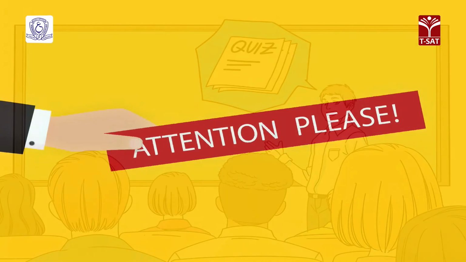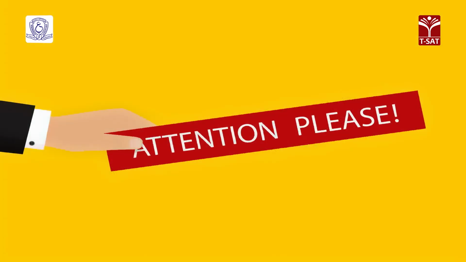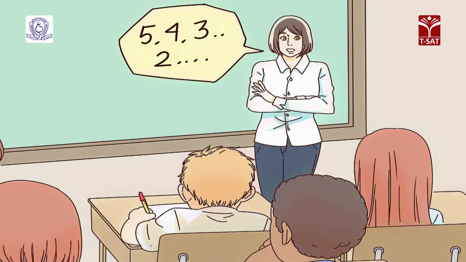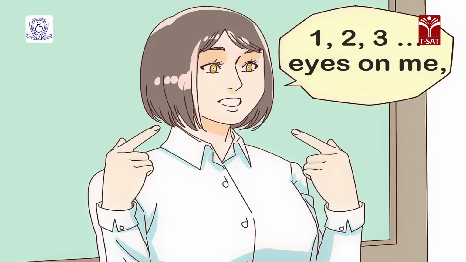Some of the things that influence attention involve characteristics of the model. If the model is colorful and dramatic, for example, we pay more attention. If the model is attractive or prestigious or appears to be particularly competent, we will pay more attention. And if the model seems more like ourselves, we pay more attention.